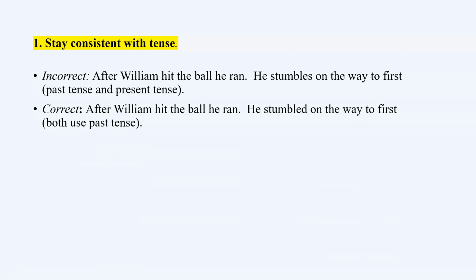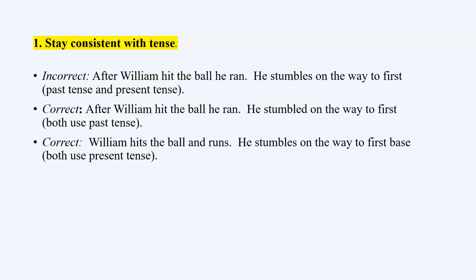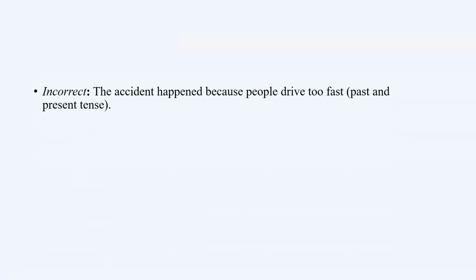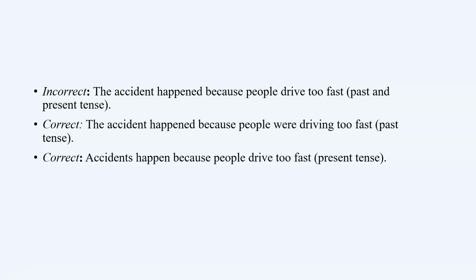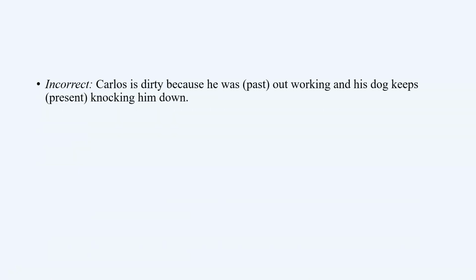Past tense, both times. William hits the ball and runs. He stumbles on the way to first base. Present tense, both times. The accident happened, past tense, because people drive too fast. Present tense, that's not right. The accident happened, past tense, because people were driving too fast. Past tense, yep. Accidents happen, present tense, because people drive too fast. Yep. And one more.